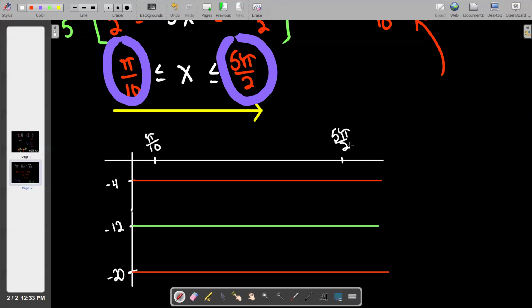So 2 down, 3 to go. We need our critical points. What's our best course of action to find the midway point between those? Pi/10 and 5 pi/2. And in order to do that, I think we need to just do something else first. What is it? Yeah, that's it.